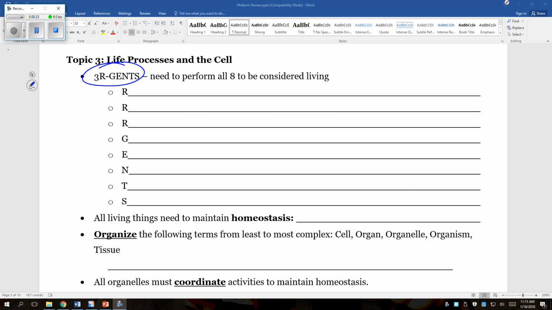First up, we start with an R. First R is respiration. Whenever we're going through the 8 life functions, what you always want to think about is a key term to help you remember that. Remember, our key term for respiration is going to be ATP. Another thing that's always going to be associated with respiration is the mitochondria. That is going to be the organelle where cellular respiration takes place.